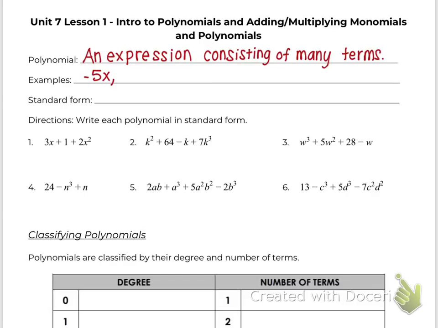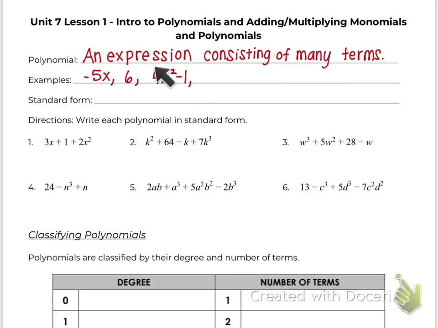Here's some examples. So negative 5x, I know that's not many terms, but this can be called a polynomial, okay? Or it can be called a monomial. Remember mono, that's one, right here, monomial. This means that there's just one term. See how there's no plus or minus separating it? That's a monomial. That's a special name for it. And then polynomial is also that.